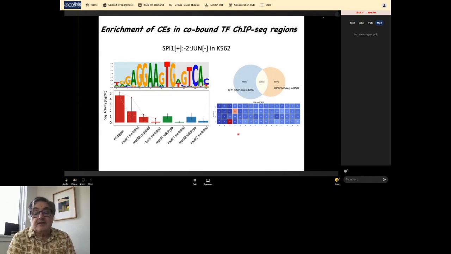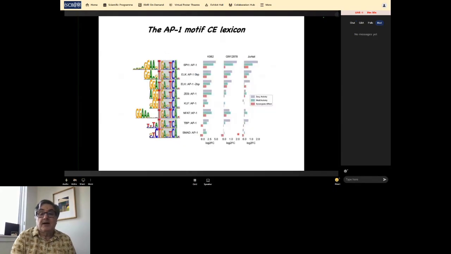So this kind of analysis argues that not only are the composite elements active and their activity dependent on coordinate action of these two stereospecific motifs, but in fact there is evidence that they're co-bound by the relevant regulatory proteins in vivo on a large set of genomic regions.